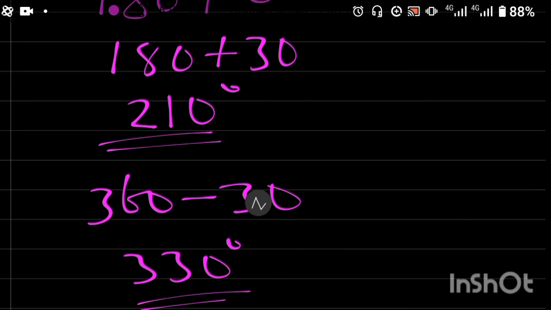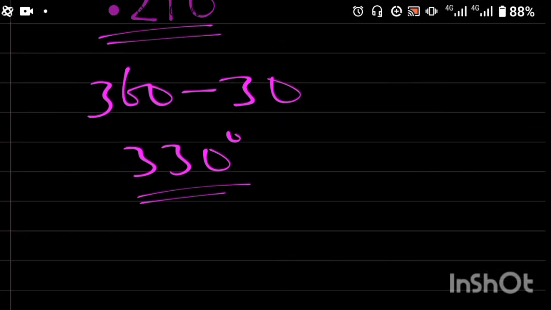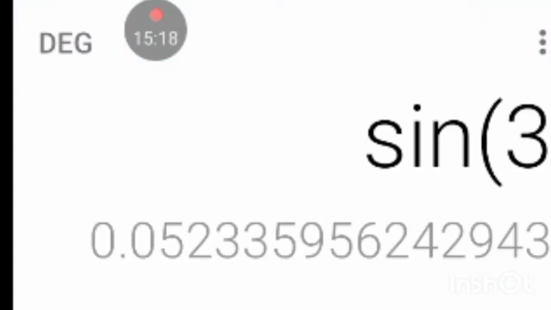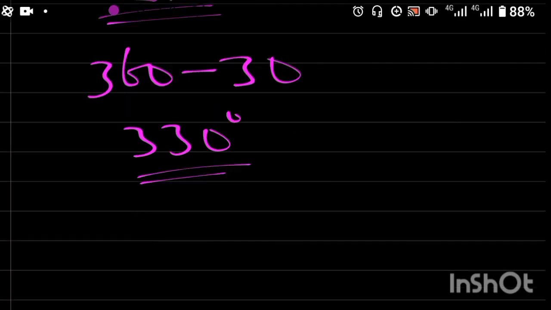So these are the two values of theta that will give me sine as negative half. Let's verify this with our calculator. 210 and 330. Sine 210 is minus 0.5. Sine 330 is minus 0.5. But sine 30 is just 0.5, not minus 0.5. Therefore, the answers are 210 and then 330 degrees.